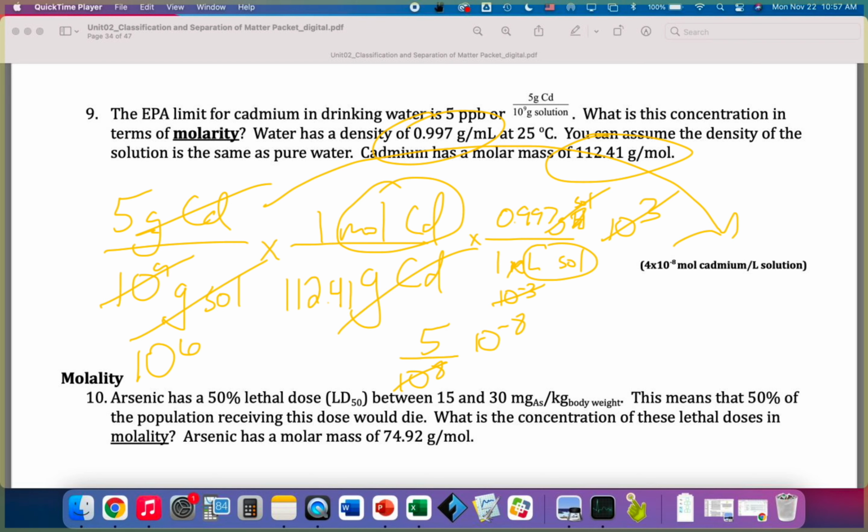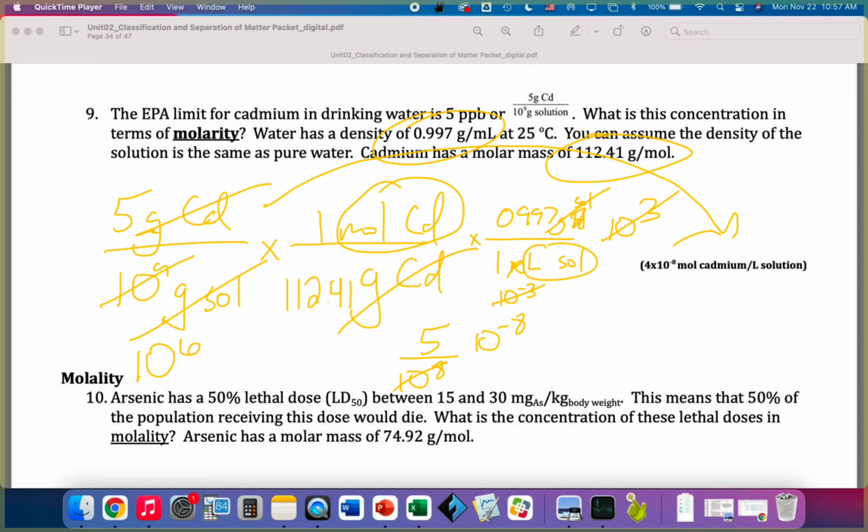Answer key agrees. Let's put that in the calculator. So I have 5 divided by 10 caret 6. Get an answer so that the exponent order of operation doesn't mess us up. Divide by 112.41 equals times 0.997 equals final answer. I get 4.4 times 10 to the negative 8th.